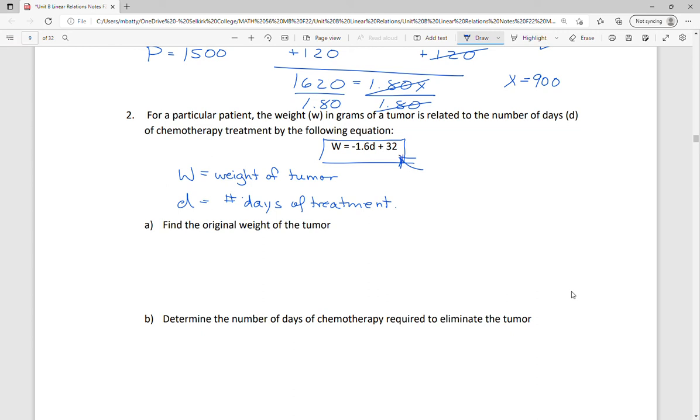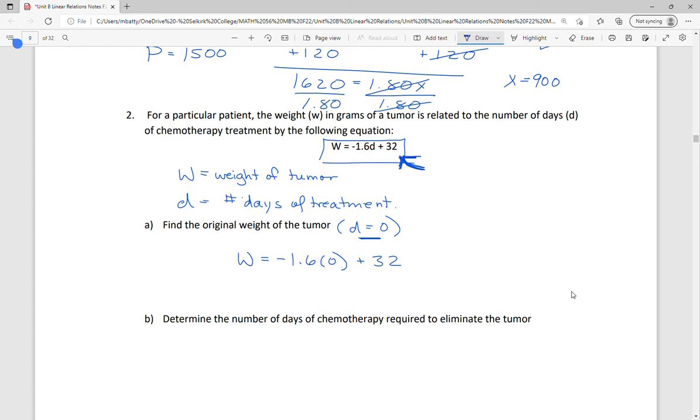I think in all of our questions, you're always given the equation because coming up with them can be a little bit tricky. This one is also a little bit tricky. It says find the original weight of the tumor. The original weight of the tumor would be on day 0, right? It hasn't been treated yet. And if you were assigned this question, I think I'd put this tip in here for you. So what we're going to do is go back to that equation and sub a 0 in for the D. So that's copying out that equation and subbing in the 0 for the D.